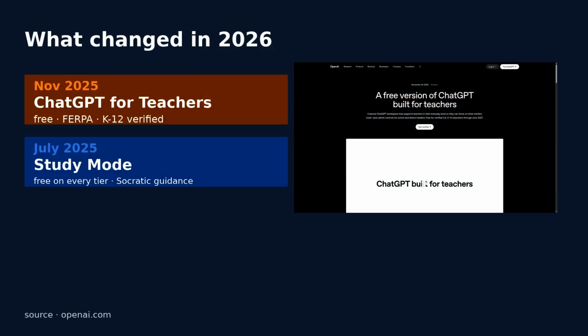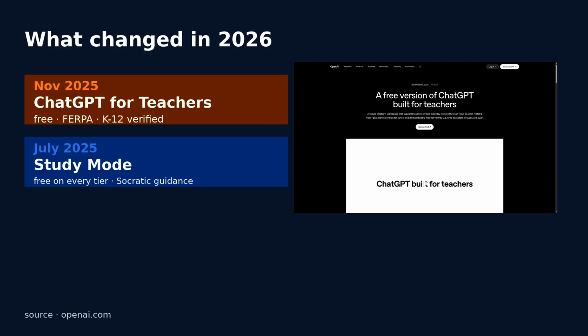In November 2025, OpenAI launched ChatGPT for Teachers, a workspace built specifically for US K-12 educators. It's free through June 2027. Your data is not used to train their models by default. The infrastructure is built around FERPA compliance. You get unlimited messages with the GPT-5.1 Auto model, file uploads, search, custom GPTs you can share with colleagues, and connectors to Canva, Google Drive, and Microsoft 365.